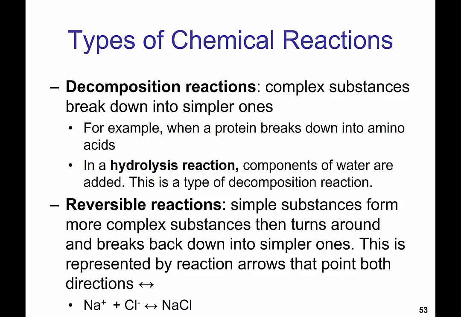For a reversible reaction, simple substances form more complex substances, then turn right back around and break down into simpler ones. This is represented by reaction arrows that point both directions. So with sodium chloride, our components here are the sodium ion and chloride ion. If it is a synthesis reaction, we form sodium chloride. If we went the other way, a decomposition reaction, we get the ions. This double arrow represents a reversible reaction. We also just saw this when we were looking at the concept of pH and how water ionizes.